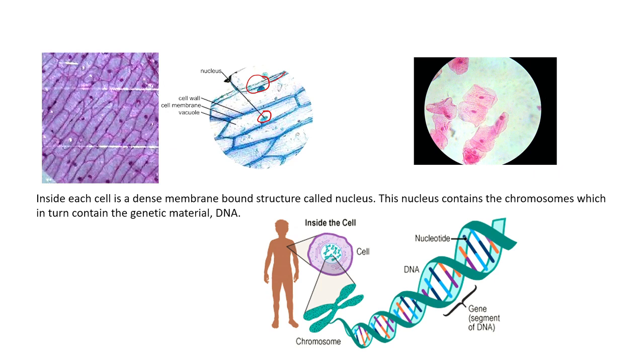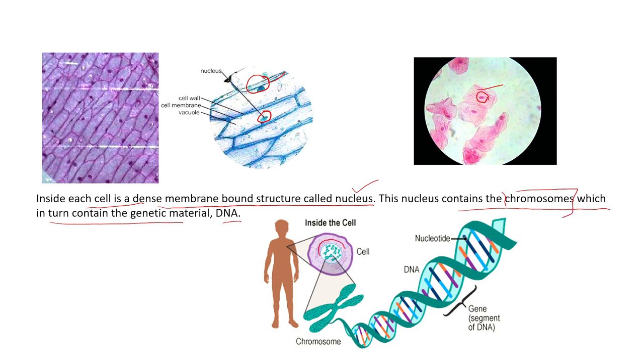And similarly you have seen in the cheek cell there is a plasma membrane, and in each cell there is some circular, dotted component that is called the nucleus. Inside each cell there is a dense membrane-bound structure called the nucleus, and this nucleus contains the chromosomes, which in turn contain the genetic material, DNA. So inside each cell there is a nucleus, and this nucleus contains genetic material. They are present in the form of chromosomes.